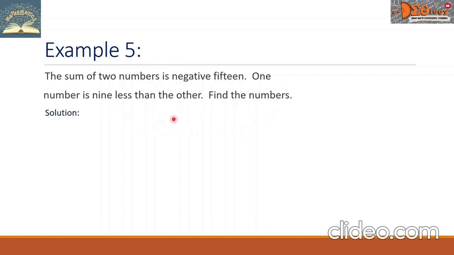When we analyze this problem, it requires two numbers. So, we let n to be the first number. What about the second number? The second number is described in the second sentence. It says, one number is 9 less than the other. When we say that n is the bigger number, it means the second number must be n minus 9.